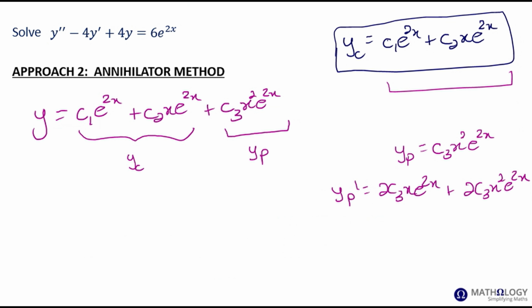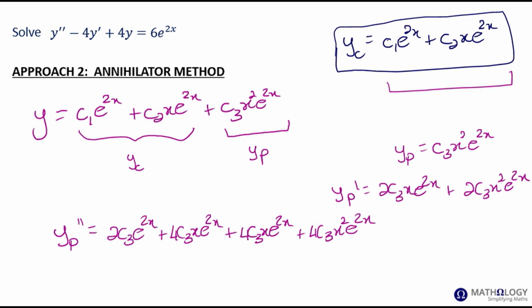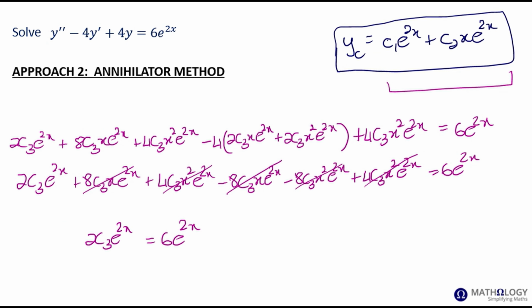And then y double prime. Substituting y double prime, y prime, and y into the differential equation will give us 2c3 e to the 2x equals 6e to the 2x. So comparing the coefficients, 2c3 equals 6, and therefore c3 equals 3.